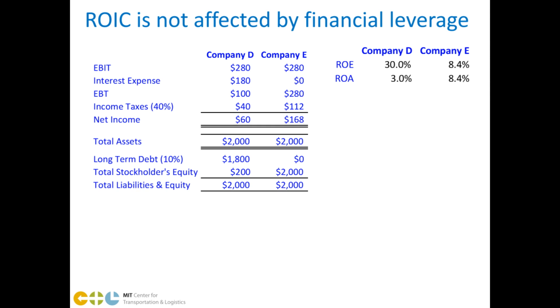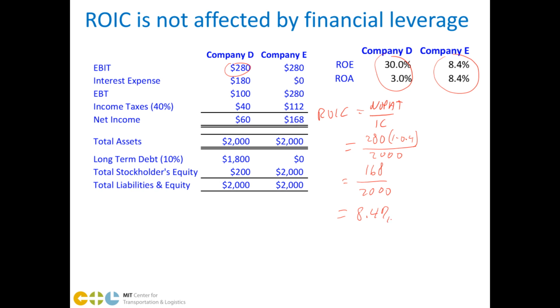Remember, company D had a very big disparity in return on equity and assets, whereas the equity-only firm had an alignment there. If we did our ROIC calculation on this, and this is again NOPAT over invested capital, our NOPAT here is going to be our EBIT for company D. It's going to be EBIT 280 times 1 minus the tax rate, which is 1 minus 0.4, which will end up being 168 in our numerator. And our invested capital is simply going to be, it's easy to calculate here, debt plus equity is 2,000. So that's going to give us a number of 8.4%.